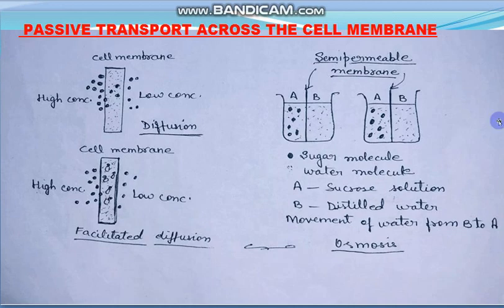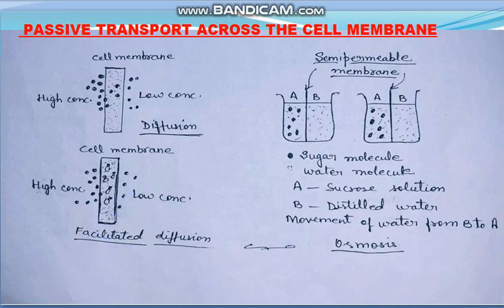So this is a semi-permeable membrane. And when the molecules of water move from this place to this place, that is known as osmosis. So osmosis is the movement of water molecules through the selectively permeable membrane. So this is osmosis.